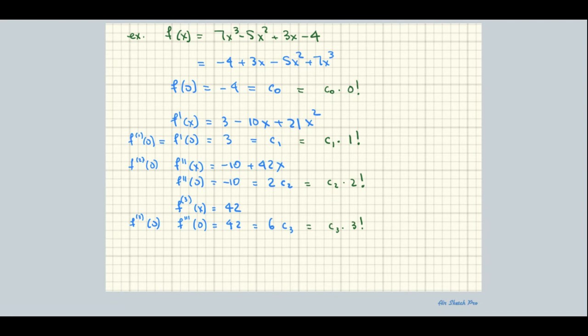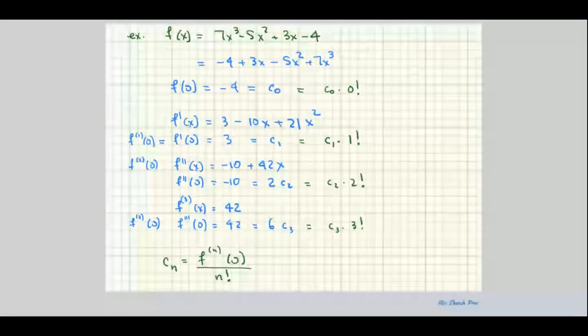In general, on these, what you're going to find is the nth coefficient is going to be equal to the nth derivative at 0 divided by n factorial. And that is for Maclaurin series.